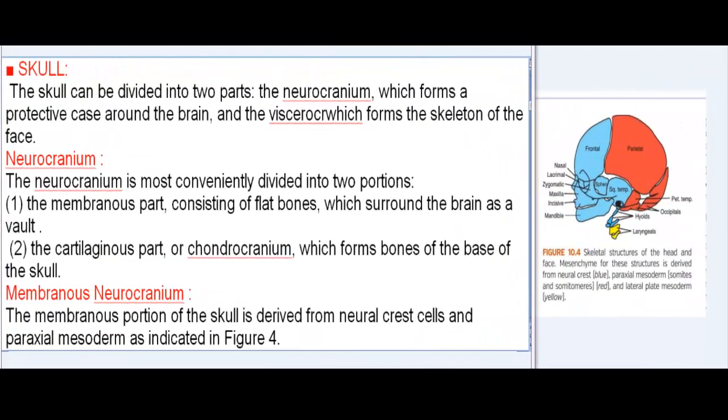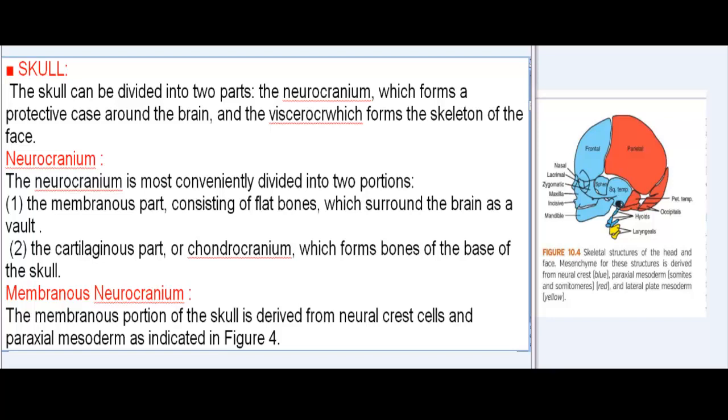Skull. The skull can be divided into two parts, the neurocranium, which forms a protective case around the brain, and the viscerocranium, which forms the skeleton of the face. Neurocranium. The neurocranium is most conveniently divided into two portions: 1. The membranous part, consisting of flat bones, which surround the brain as a vault. 2. The cartilaginous part, or chondrocranium, which forms bones of the base of the skull.